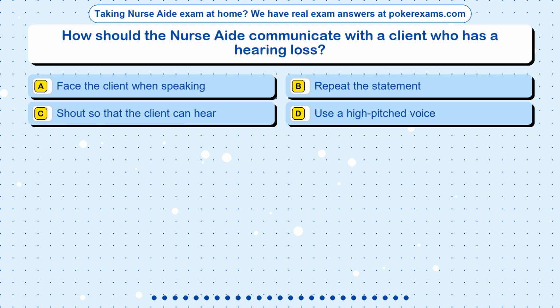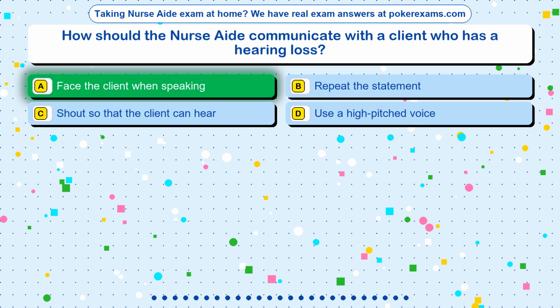Question 25. How should the nurse aide communicate with a client who has a hearing loss? Option A. Face the client when speaking. Option B. Repeat the statement. Option C. Shout so that the client can hear. Option D. Use a high-pitched voice.